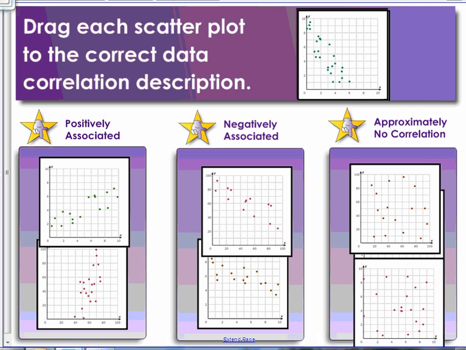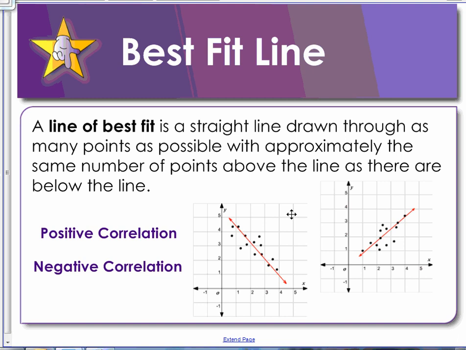When you're looking at this data and seeing the correlation, there's something called the best fit line or the trend line. They're the same thing. You will hear them both ways. I know in your book they talk about trend lines. A line of best fit is a straight line drawn through as many points as possible with approximately the same number of points above the line as there are below the line.